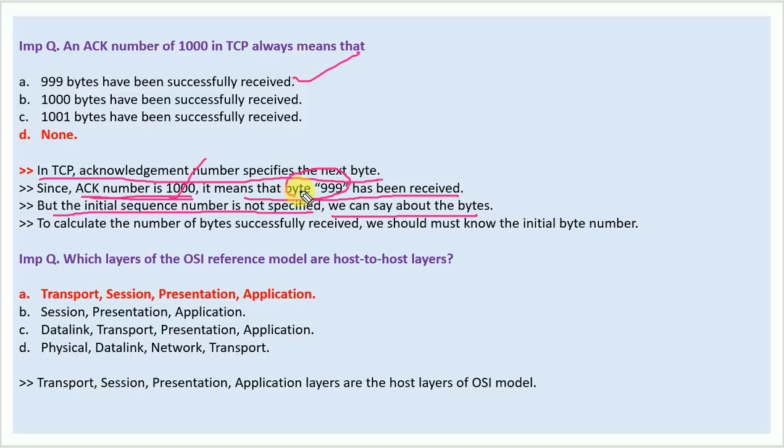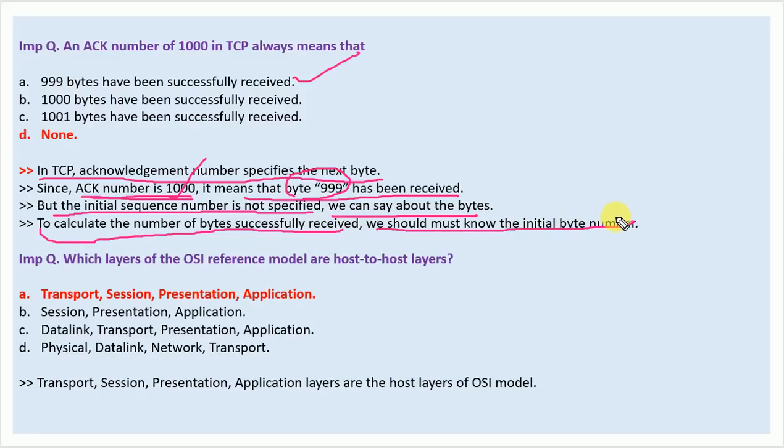That's why I have received the acknowledgement number 1000. But they have not mentioned the initial byte, the initial sequence number. How can you say that the bytes have started from 1 or 0? There is no sequence number. So to calculate the number of bytes successfully received, we must know the initial byte number.